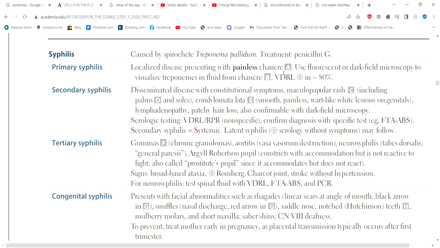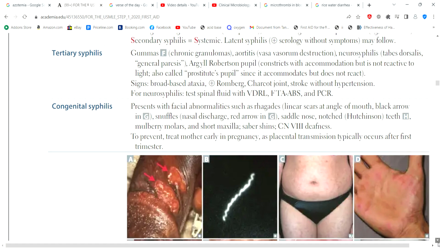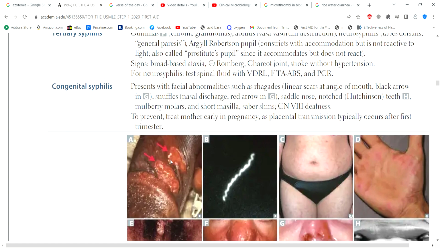What is syphilis? It is an STD. Treatment is with penicillin G. Primary syphilis is a localized disease presenting with a painless chancre. It is not painful. You will only know you have it if you look at it. This is what it looks like. It looks painful, but it's not. This is the figure right here.